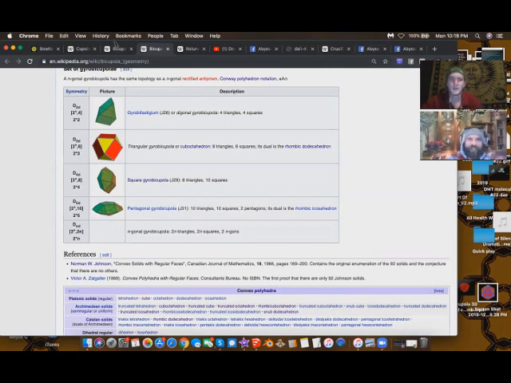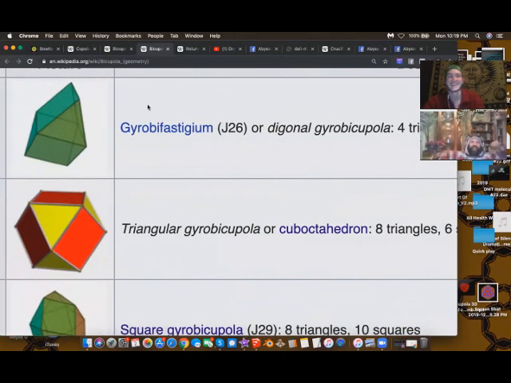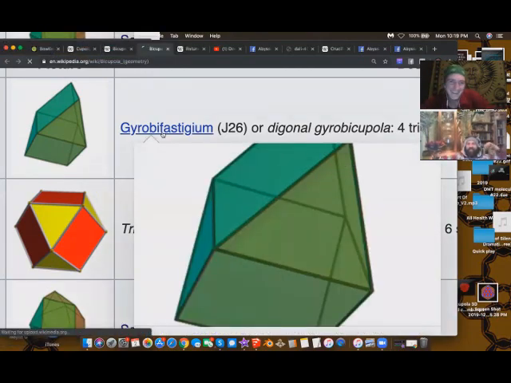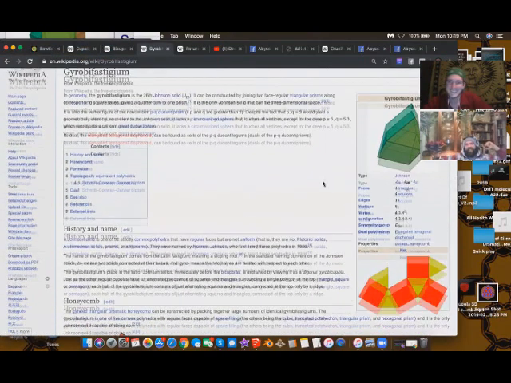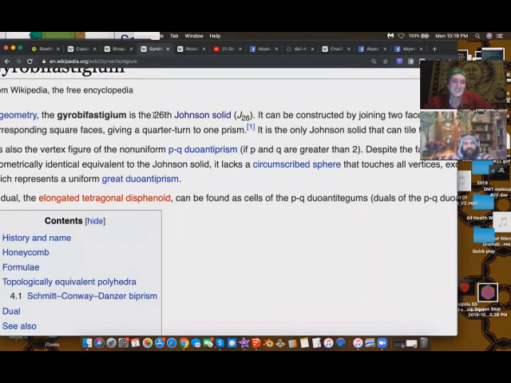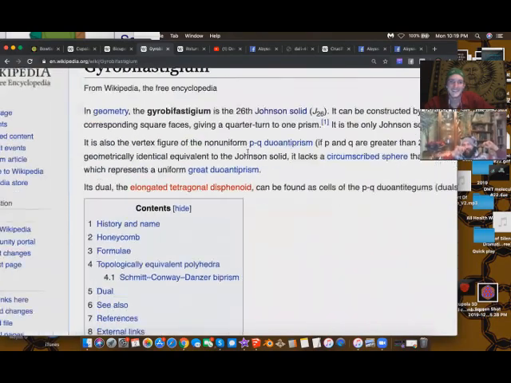Say that top one right there. Gyrobifastigium. Look at that shape. Gyrobifastigium. Click on that one. Gyrobifastigium, a Johnson solid. Okay, what's a Johnson solid?